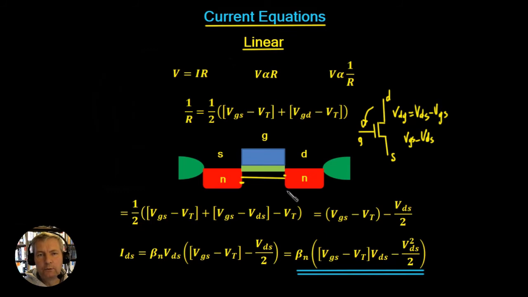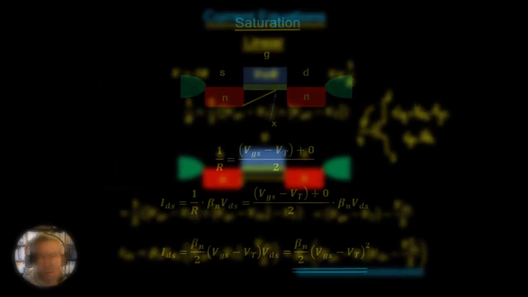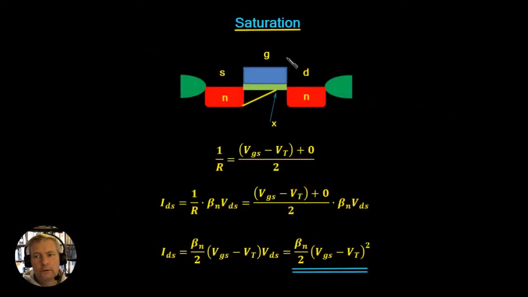So let's go ahead and look at the saturation equation. Now we work out the saturation current using the same ideas that we did for the linear current. When the device is in saturation, we're going to have a pinch-off point somewhere along the channel, let's say a point X. The current that flows through the device is going to be given by the average, again, of the inversion layer depth.